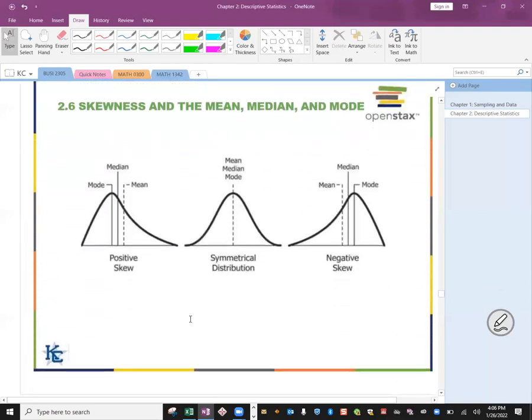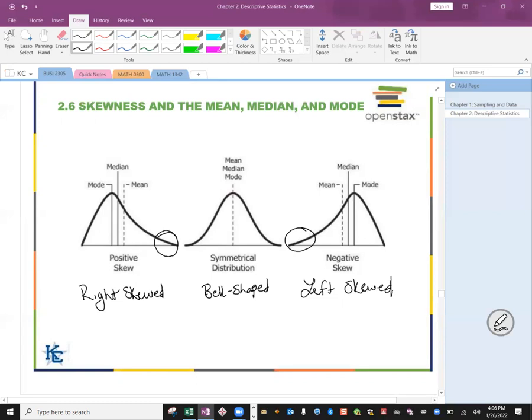So here in 2.6, we're going to talk about skewness, mean, median, and mode, and how that affects it. So we have what's called a positive skew, a negative skew. This is also called right skewed. This is called right skewed because the tail is to the right. Symmetrical distribution is often called bell-shaped because it looks like a bell. And a negative skew is often called a left skew because the tail falls to the left, left skewed.